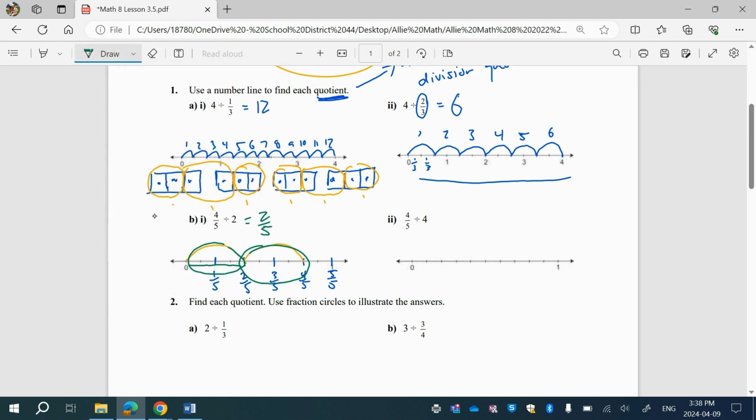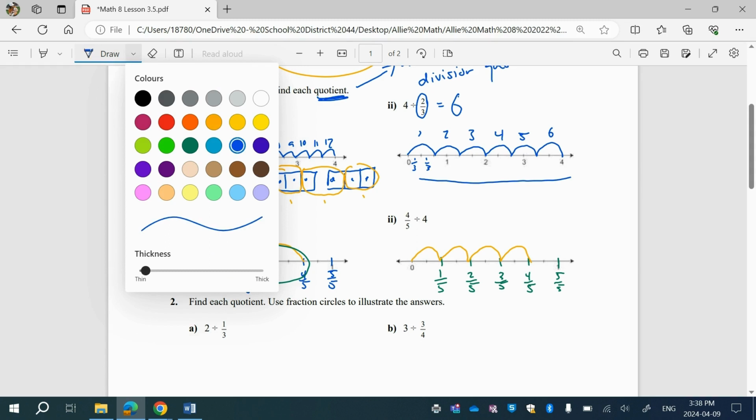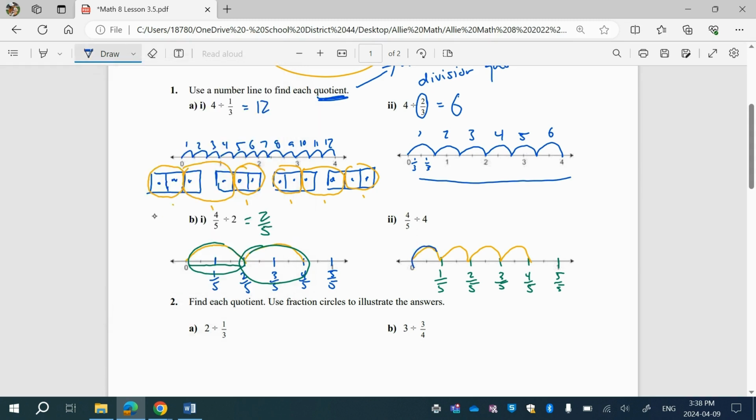Again, 1/5, this would be 2/5, this would be 3/5. This is 4/5 right there. And then again, this would be 5/5. That's 1. And now we're splitting it into 4. So we're looking to make 4 equal jumps. There's 1, 2, 3, 4 equal jumps. And how much is each of our jumps? Each of our jumps was 1/5. So the answer is 1/5.